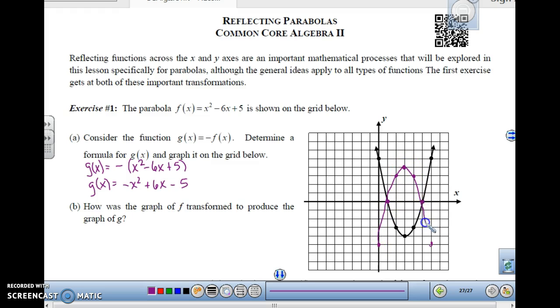Now what happened to this parabola? Okay, what happened to the parabola? It reflected over the x-axis. Now that makes sense when you're thinking about it.